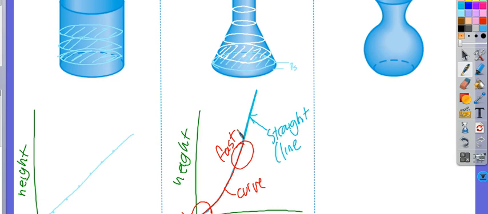Okay. The last one, a little tricky. Height, time, let's see what you can come up with.